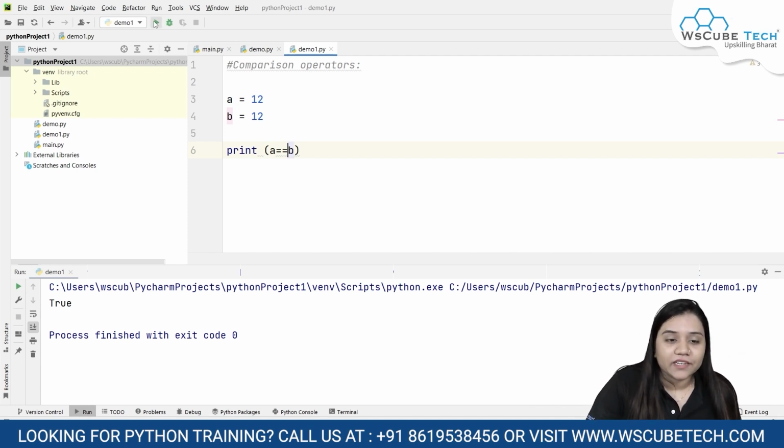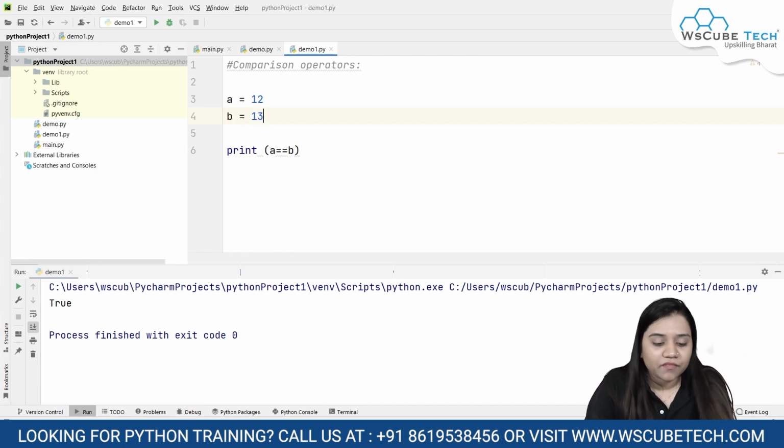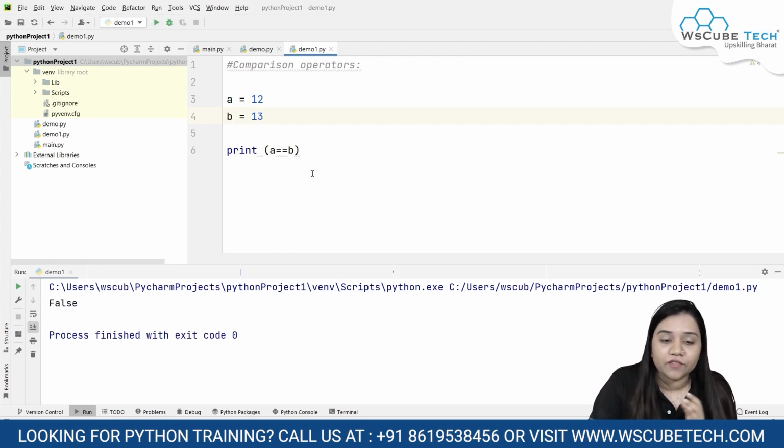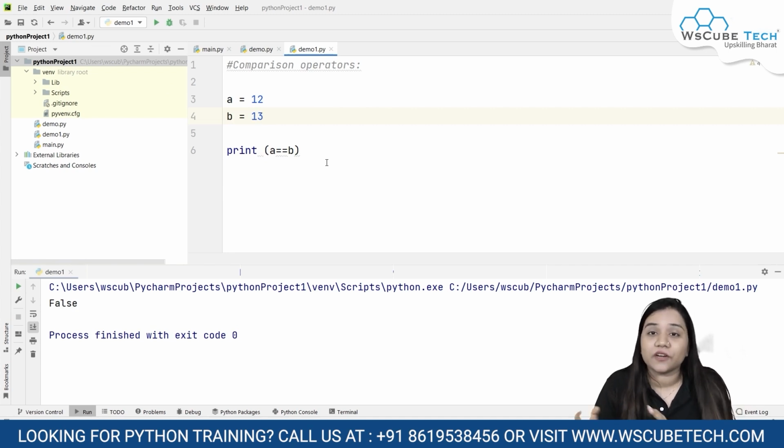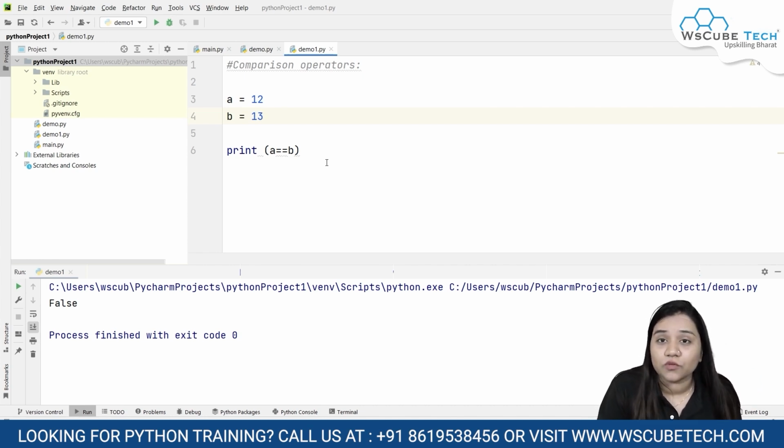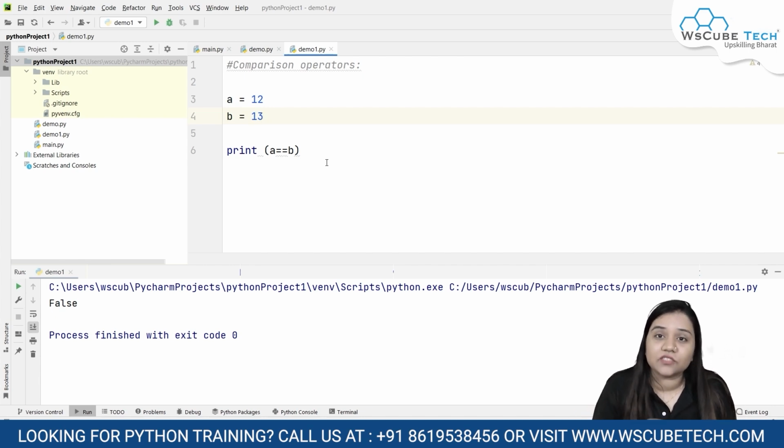So if I run it, we can clearly see that both the variables have 12, that the values of both the variables are 12. That's why it gives us True. At the same time, if I had written 13 over here and run it, it would have given me False because the values are not similar. Here we are not talking about the data types, both are integers. We are talking about the values over here. Here we have 12, on the other side we have 13. So 12 and 13 are not equal to each other.